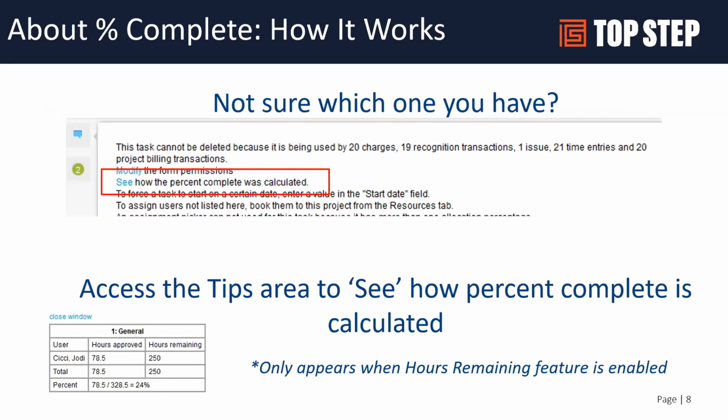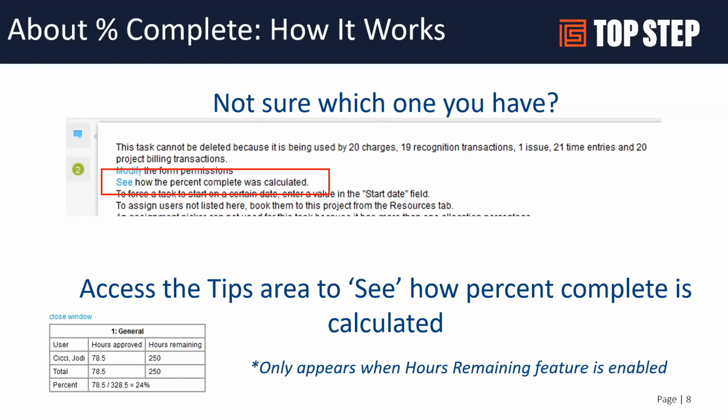If you do use estimated hours for percent complete calculation, if you click on the tips icon, either in the old UI or the new UI, there actually is a link that will show you how the percent complete is calculated within a particular task. So if you click on that, you see this link that tells you that you do have the hours remaining estimated hours feature set up, and it will tell you what the calculation is.